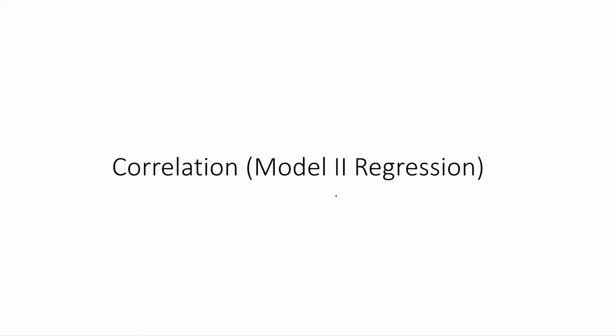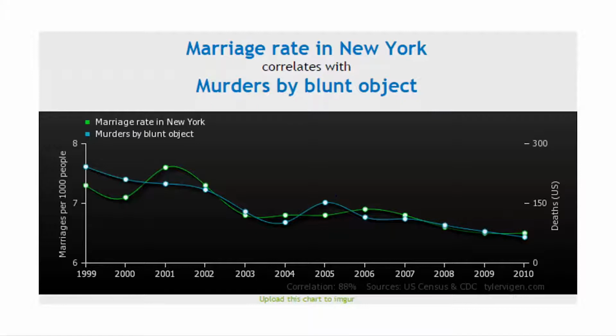Next, we have correlation. So here's just a fun figure. We have marriage rate in New York that correlates with murders by blunt object, and this is from 1999 to 2010. And they kind of eerily correlate with each other. And there's a bunch of things like this. I think there's a website that just has weird correlations like this.